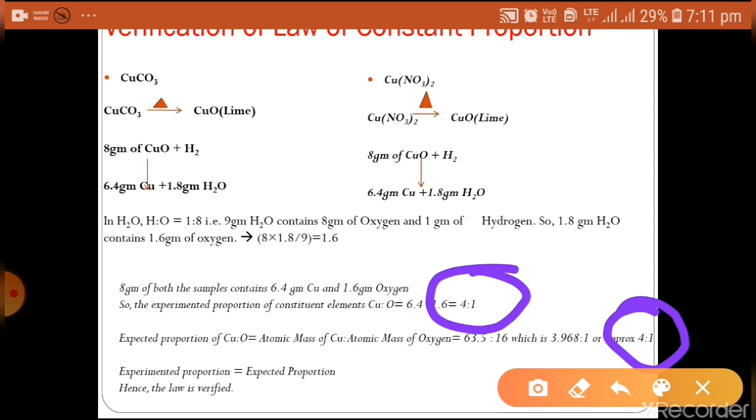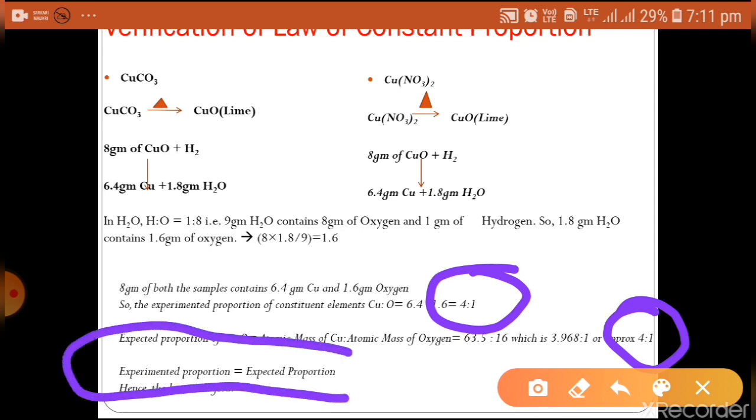So you can see the similarity between the expected result and the experimental result. It means that the law is verified. So the experimental proportion is equal to the expected proportion. It means that the law is verified.